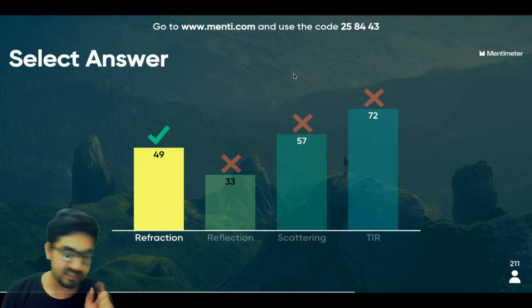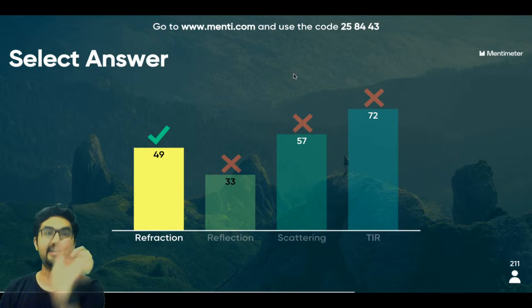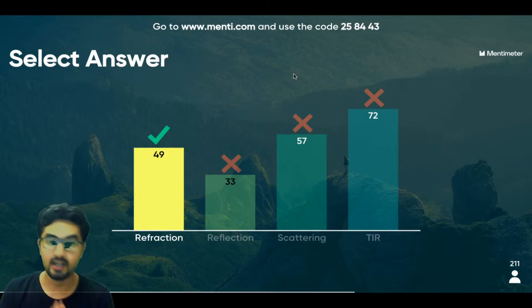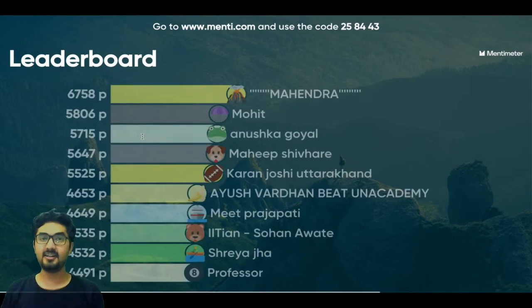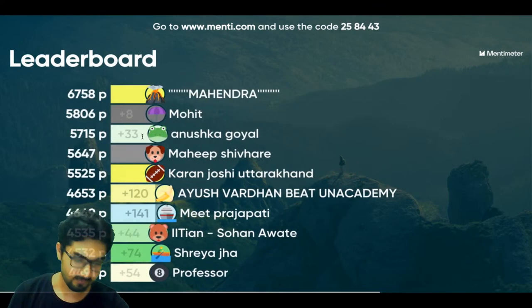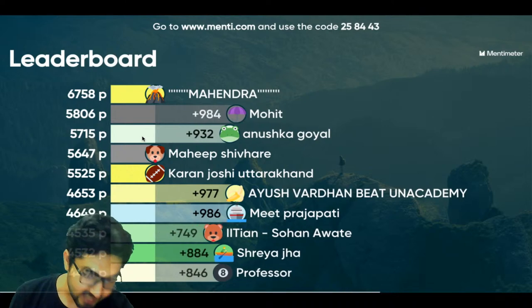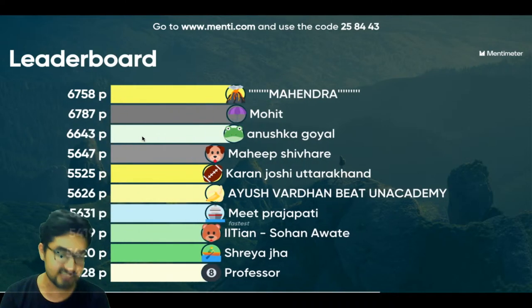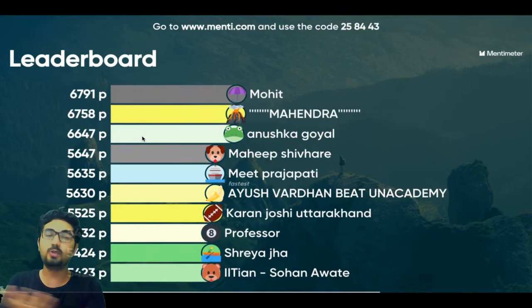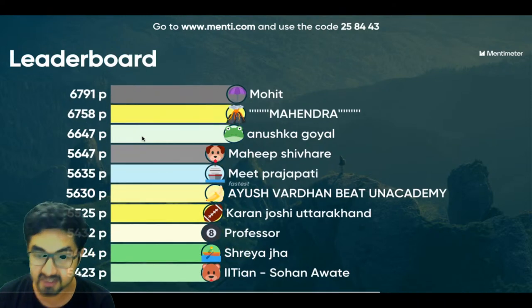What is TIR? TIR refers to total internal reflection, right? So ye to bahut tricky question tha, matlab only 49 people could do this correctly. So the questions were sort of limited. Dekhte hain, TIR is total internal reflection. This is for which class? This is for class 10th. But when it comes to learning, there is no class bifurcation as such.